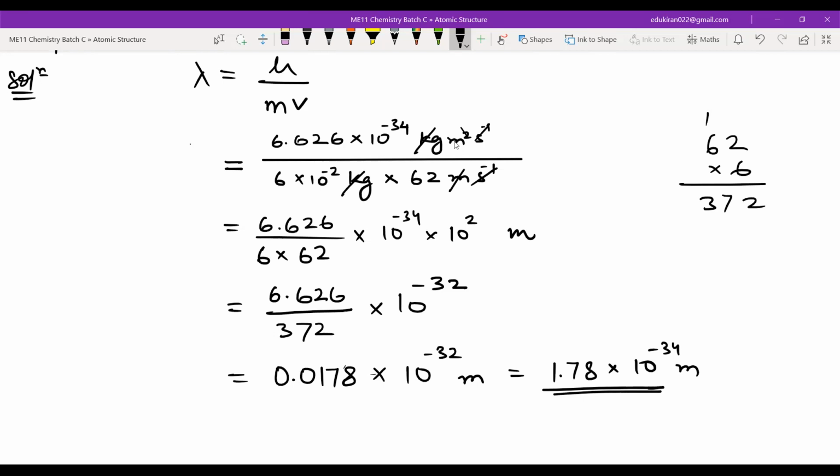Done? Done, yes or no? Yes, sir. Sir, if we leave it as 0.0178, will that answer also be okay? Yeah, that answer will also be correct. But see, there are a few things that you should keep in mind. Do you think good handwriting gives you good marks? It may help you, right? Yes.